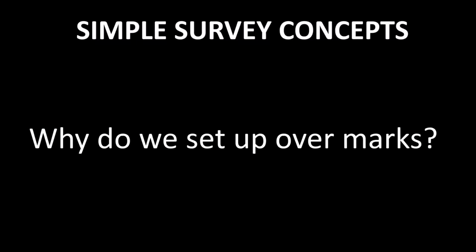Okay, and that brings us to the end of my introduction, in a sense. Why do we set up over marks? We set up over marks so that we can accurately measure between them. Remembering that when we set up, the higher we are above the mark, the less chance there is for us to be accurate, because we could be slightly off vertical and things like that.